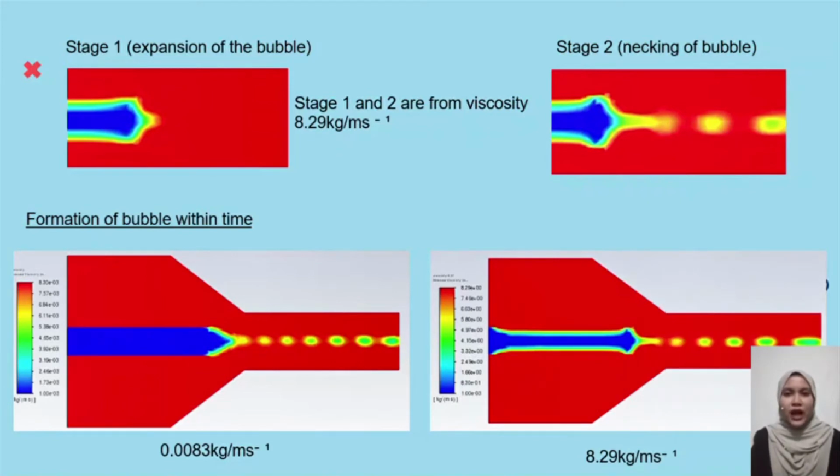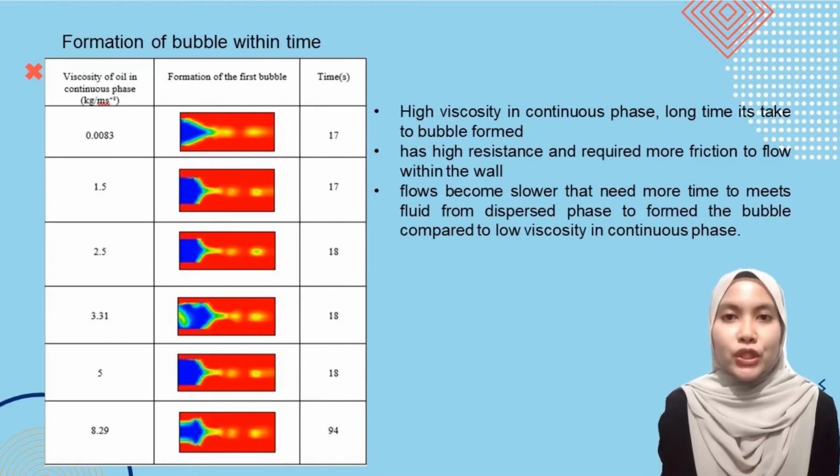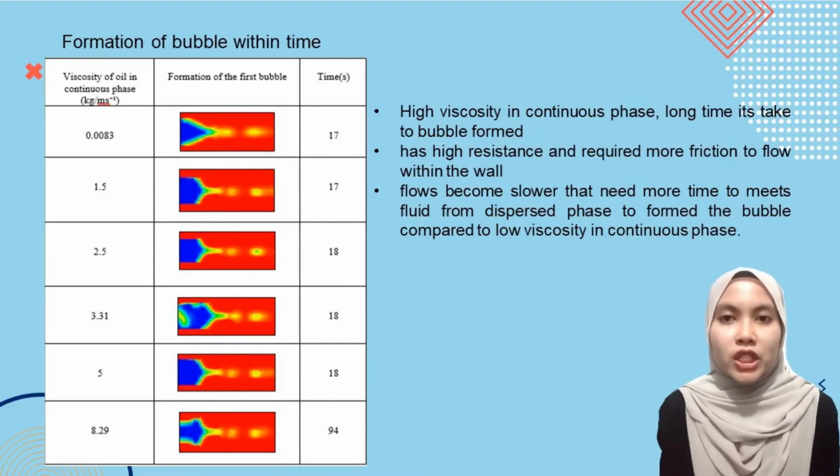This is because high viscosity in the continuous phase has high resistance, which requires more friction to flow within the wall, so the flow becomes slower and needs time to meet the fluid from the dispersed phase to form a bubble. The figure shows the 6 viscosities of the oil that were used for bubble generation and the time needed to form a bubble.